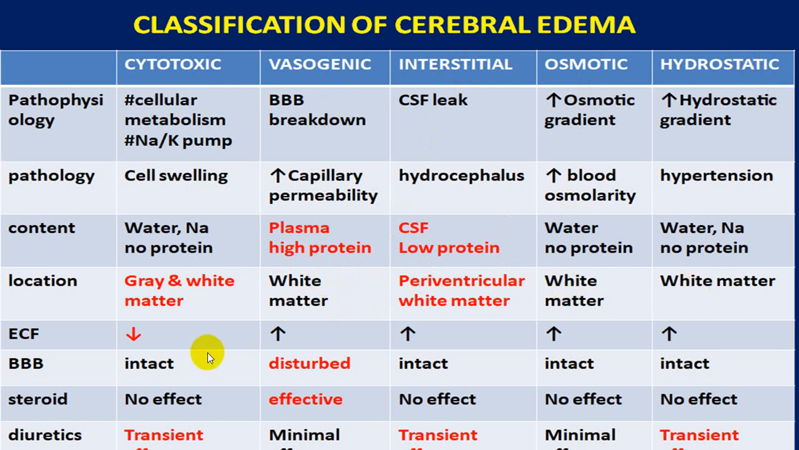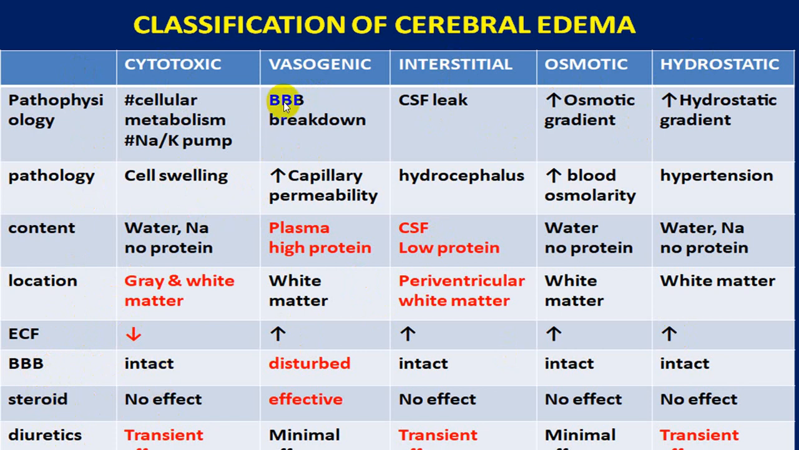In cytotoxic, the extracellular fluid will be reduced. It will be more in the intracellular compartment, while in vasogenic, the extracellular fluid compartment will be markedly increased. You can see that in all these three it will be in an extracellular compartment, while cytotoxic will be mainly in an intracellular compartment. The blood-brain barrier will be intact in cytotoxic. In vasogenic, it is disturbed, while in interstitial, osmotic and hydrostatic, the blood-brain barrier system is not affected.